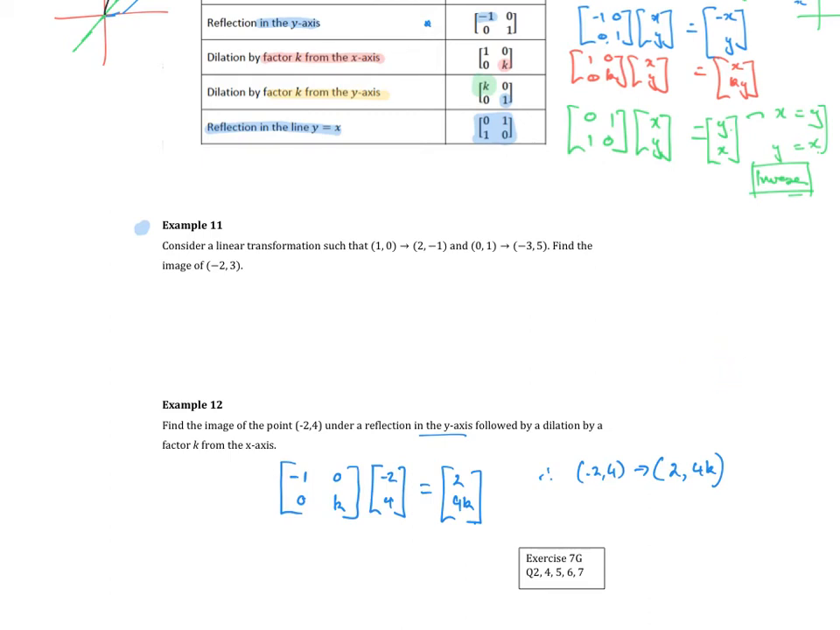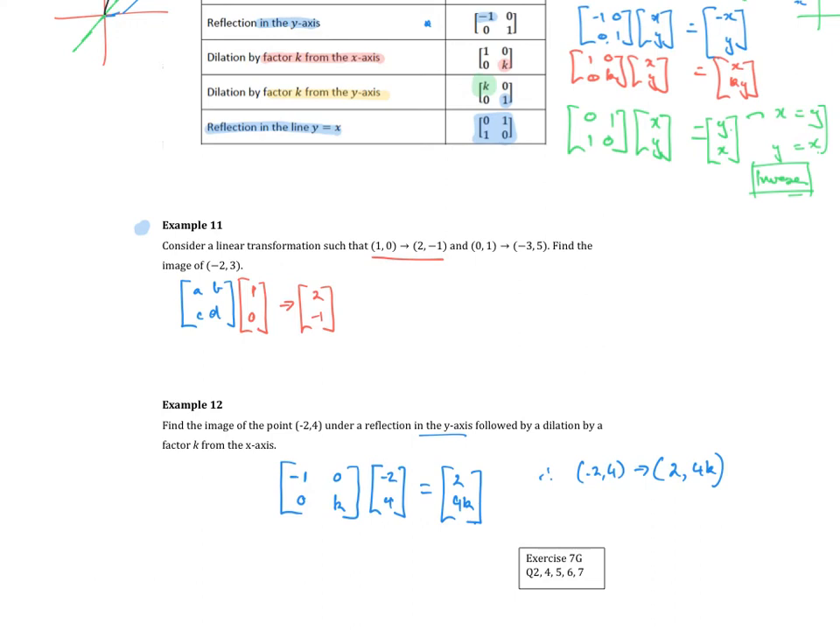If we do this previous example, we have to find the matrix transformation. That's what we really need to find first, okay? So my matrix transformation or transformation matrix is some A, B, C, D. And what this tells me here is, if I apply that matrix to the point 1, 0, I get the point 2, -1.